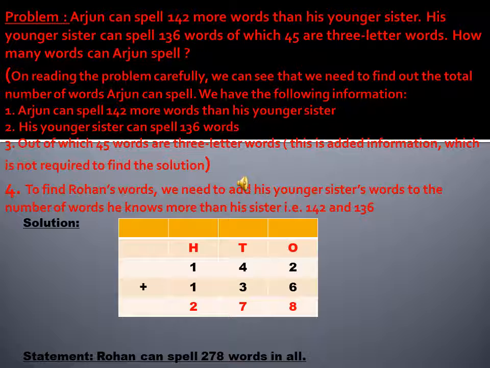Now to find Arjun's words, we need to add his sister's words and the words that he knows more than his sister, that is 142 and 136. So we put the numbers in the correct columns according to their place value and then add them. And the answer is 278 words Arjun can spell. So we can write the statement as: Arjun can spell 278 words in all.